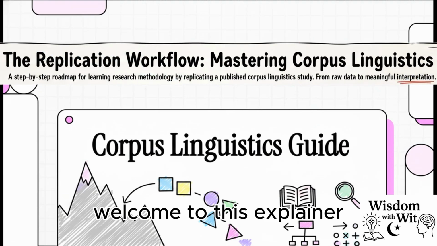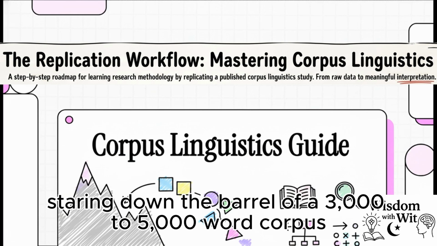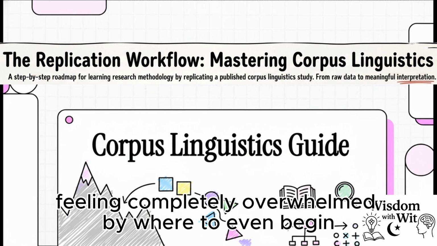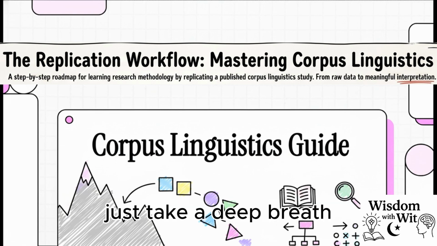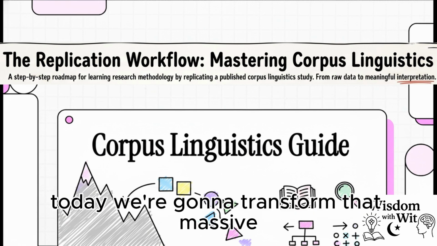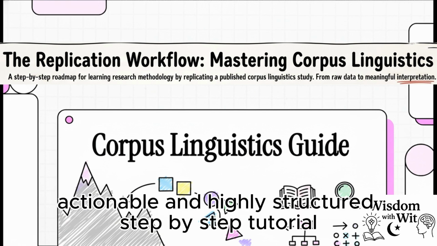Welcome to this explainer. Look, if you're a university student right now, staring down the barrel of a 3,000 to 5,000 word corpus linguistics report and honestly feeling completely overwhelmed by where to even begin, just take a deep breath. You are in exactly the right place. Today, we're going to transform that massive mountain of a project into a clear, actionable, and highly structured step-by-step tutorial.